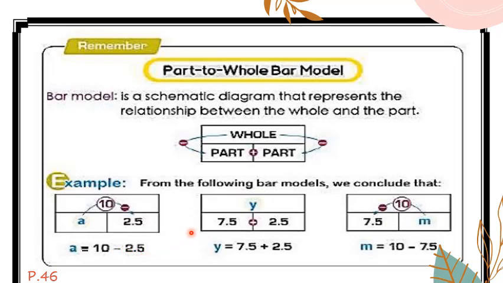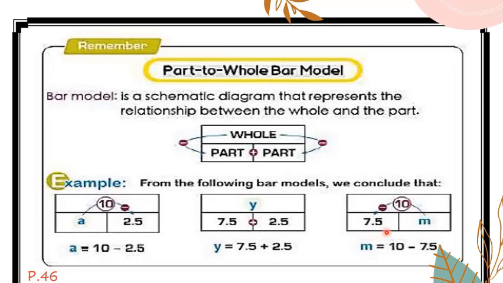In example 2, here we have a variable y in the whole and 7.5 in part 1 and 2.5 in part 2. And as we know, between part 1 and part 2, I'm going to make plus. So how to get y? Y equals 7.5 plus 2.5. Here I write an equation: y equals 7.5 plus 2.5.